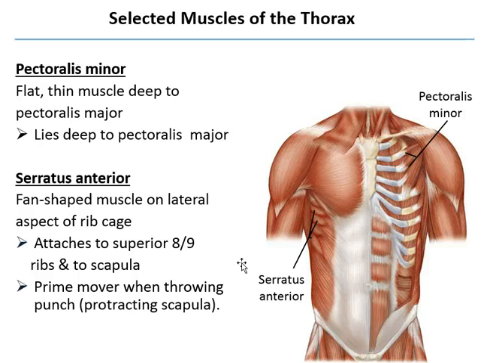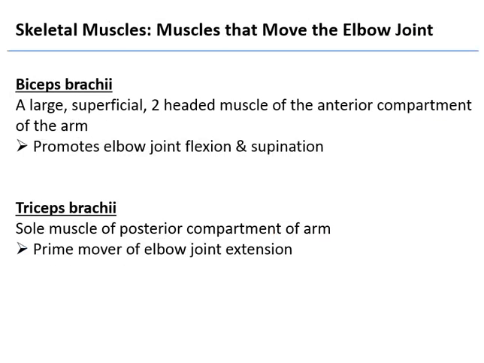The Serratus Anterior is occasionally called the boxer's muscle because it's a prime mover of the protraction of the scapula. That is, it pulls the scapula forward and around the rib cage when performing an action such as you would do when throwing a punch. So those are some of the muscles that can create movement at the shoulder joint.